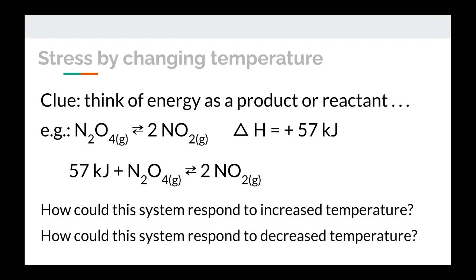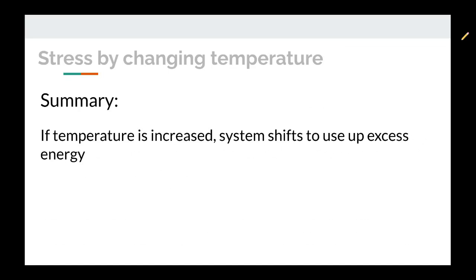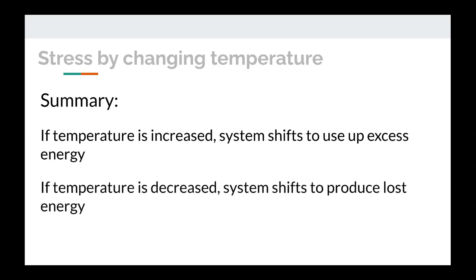On the other hand, if you put this in a low temperature environment, this system could release energy by shifting to the left. So in summary, we could say if the temperature is increased, the system is going to shift in the direction that uses up the excess energy. Or conversely, if the temperature is decreased, the system is going to shift to produce energy to make up for the lost energy from the low temperature environment.